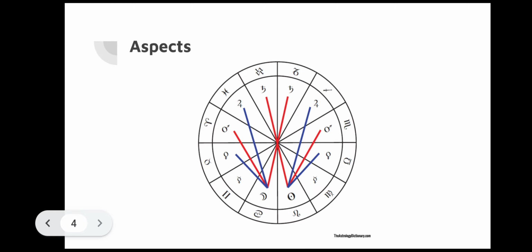So all of the fire signs are trine each other, all of the water signs are trine each other, all of the air signs are trine each other, and all of the earth signs are trine each other. So if you're casually thinking about astrology and you think about a sign that has the same element, you're like, oh, these planets are trine each other. That's an easy way to remember.